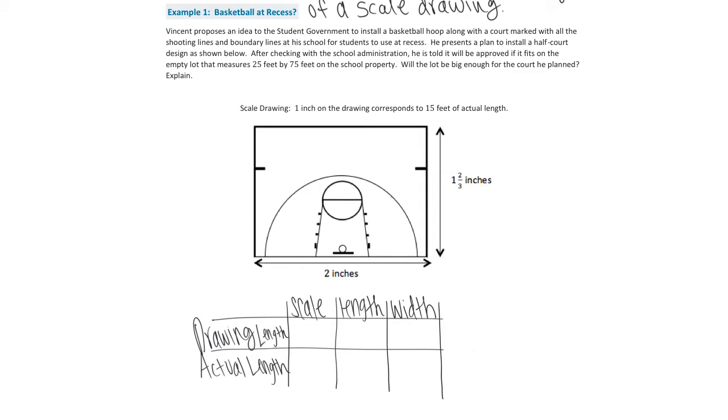All right, now that you have made your table, let's start filling it out. So above our scale factor picture here, it says the scale drawing is 1 inch on the drawing corresponding to 15 feet of the actual length. So for the drawing length, we are going to put 1 because it represents the 1 inch. And then for the actual length, we're going to put 15. Also, we know that the width is 1 2/3 inches. So let's put that down for width. And then the length is 2 inches.